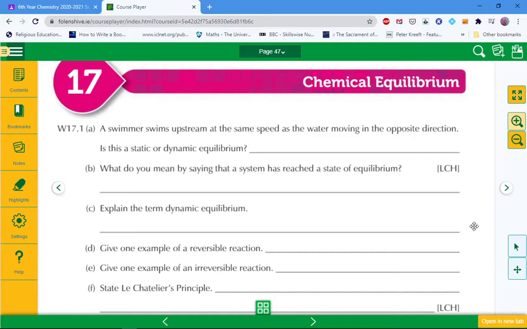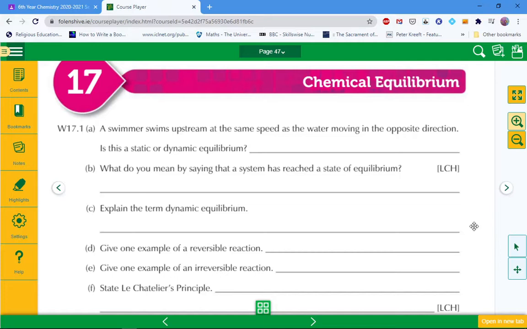Part D. Give one example of a reversible reaction. Now, the easiest one to remember in terms of a reversible reaction, so you don't have to be scratching your head, is litmus paper. If you take red litmus paper and dip it into a base, it goes blue. If you take that out and dip it into an acid, it goes red. Back into the base, it goes blue. Back into the acid, it goes red. So you can change the colour of the litmus paper quite easily. That's a reversible reaction. It's an easily reversible reaction. So think of an indicator. That's probably the easiest way. Litmus paper would be your best one.